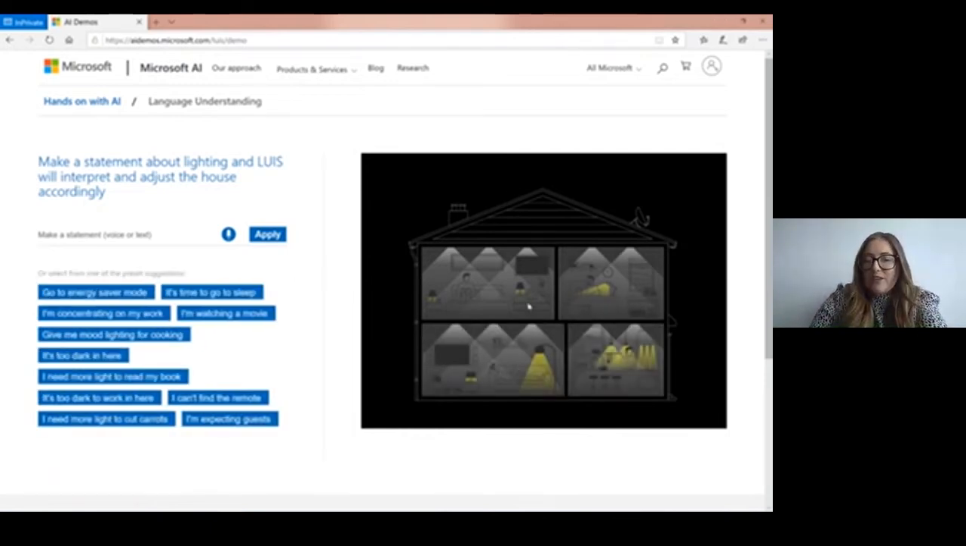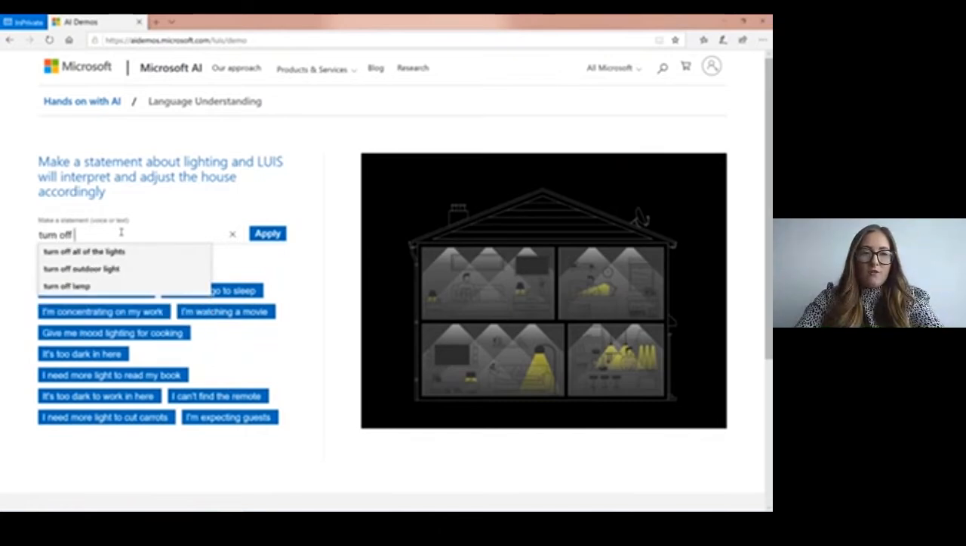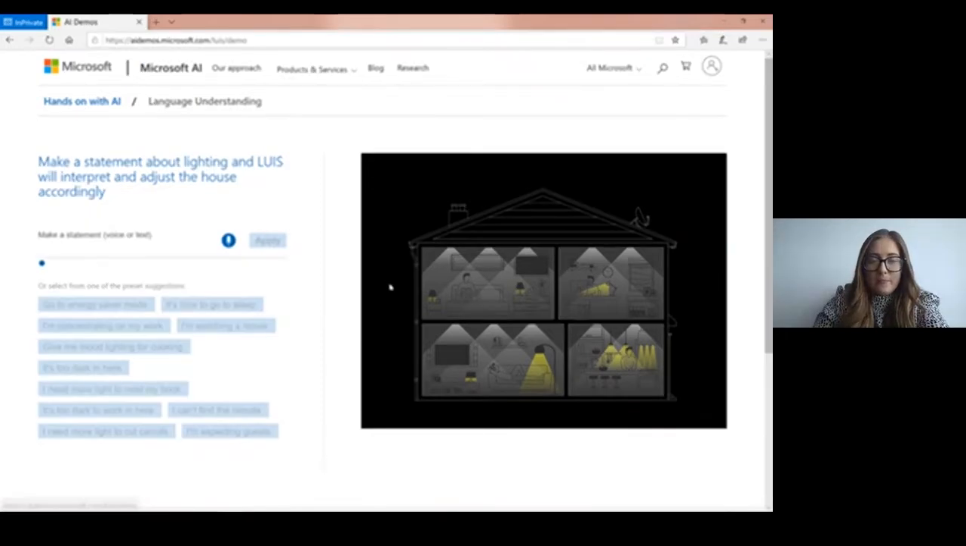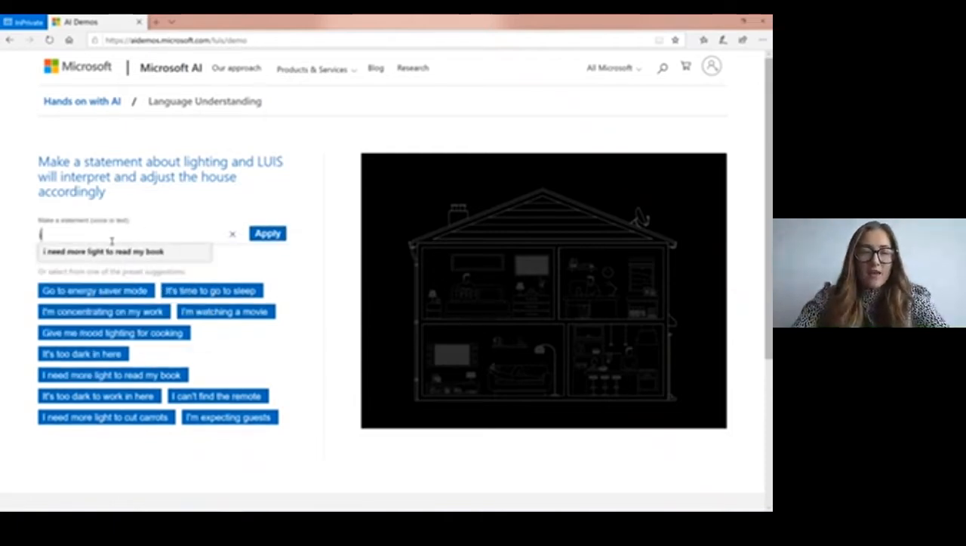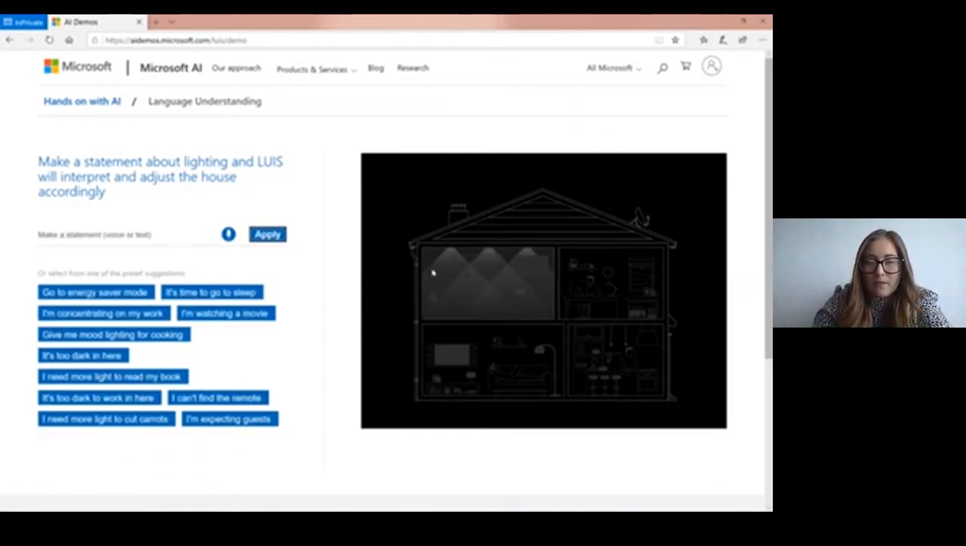So we have the house here, and it has some lights on. I'm just going to say, well, I want to turn off all of these lights. So I'm going to say, turn off all of the lights. And let's see if it does this. Woo! Okay, that's pretty cool, I think. Now, you might see it's pretty dark, but Amanda, can you see there's someone up there reading a book? Top left. So I'm going to say, I want to read my book, and let's see if this just turns on the lights in that room. It does. It actually turns them on a little bit.